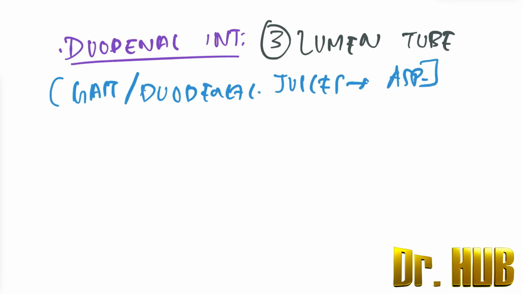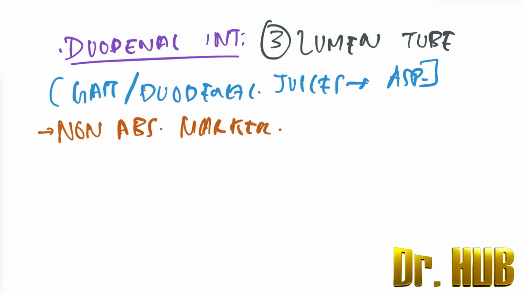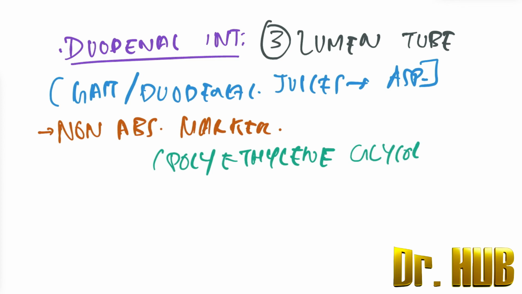And there is also a non-absorbable marker, such as polyethylene glycol. It is used to assess the completeness of the aspiration.